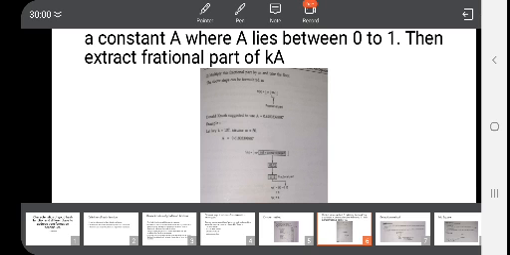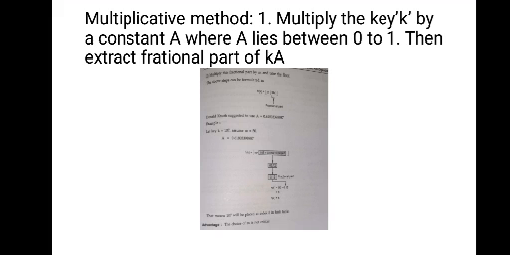Now, the second one is the multiplicative method. First, we multiply the key k by a constant a, where a lies between 0 and 1. Then extract the fractional part of ka. Then we multiply the fractional part by m and take the floor. The above steps can be formulated as h(k) = floor(m * (ka mod 1)), where ka mod 1 is the fractional part. Donald Knuth suggested to use a equal to 0.618033. That is the constant.